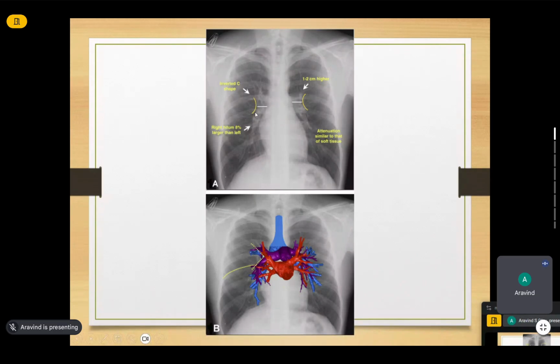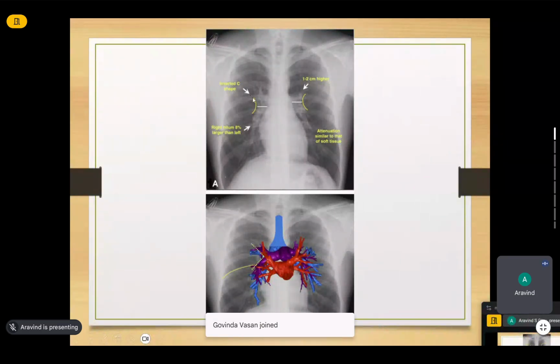First, you look at the hilum. So this is called the hilum. It contains the vasculature: the pulmonary artery and the pulmonary veins. The reddish thing is the pulmonary artery, the purple thing is the pulmonary vein, and this bluish thing is the bronchi, the airways. So this is what the hilum is comprised of.